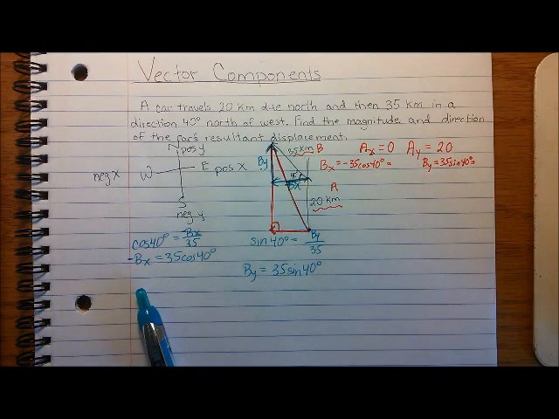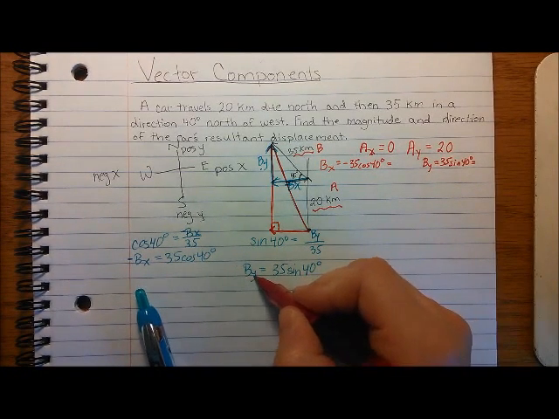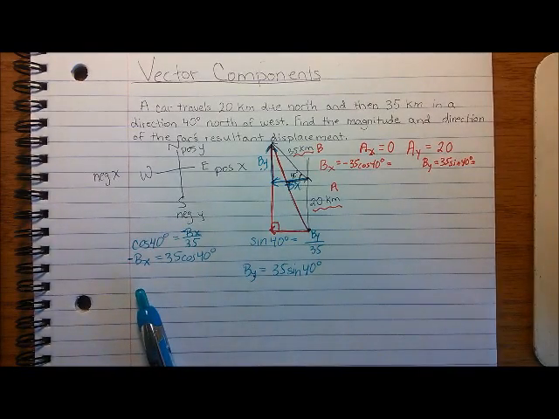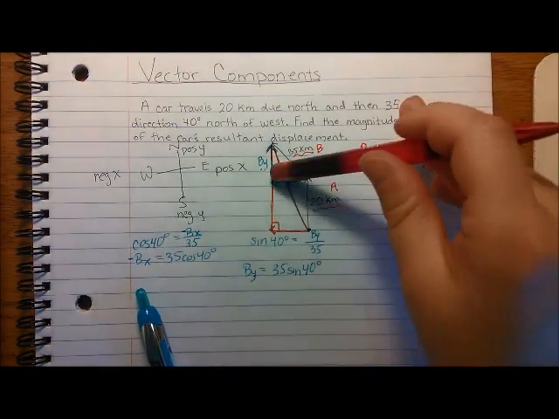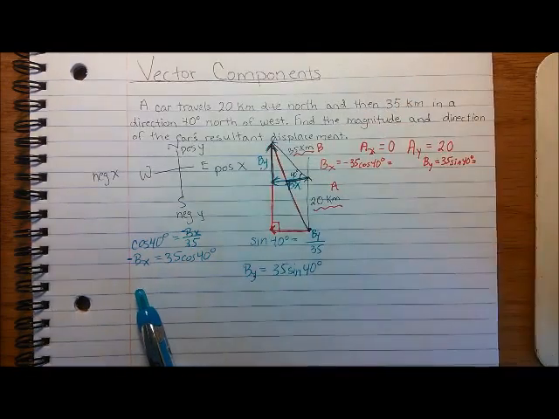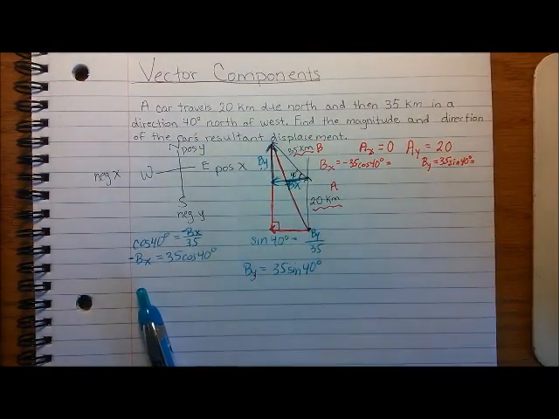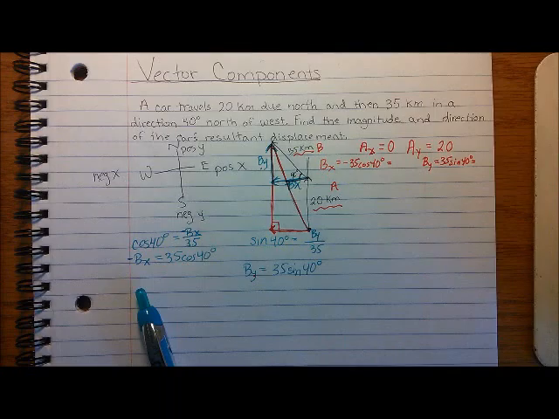Okay, why don't we need a negative for the by? Well, the answer is that this car is going overall north. And remember, north is the positive y. So that's why the y component of b remains positive.